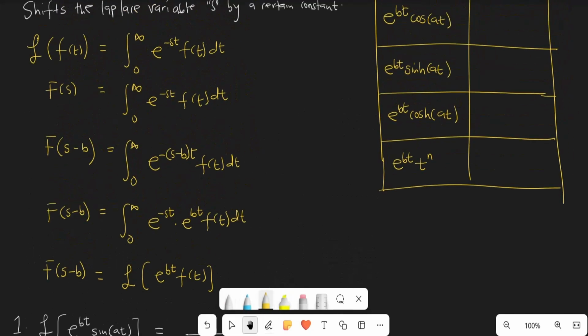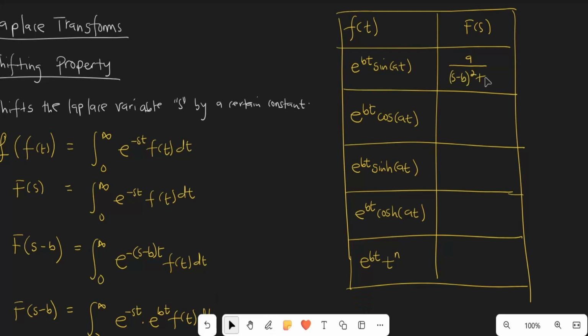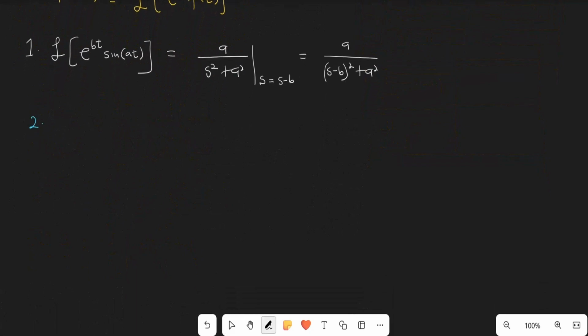So now let's go up and fill it. So this one is going to be a divided by (s minus b) all squared plus a squared. Cool. The second one is the cosine of at multiplied by e to the bt. Okay, cool. So the Laplace transform of e to the bt multiplied by the cosine of at.